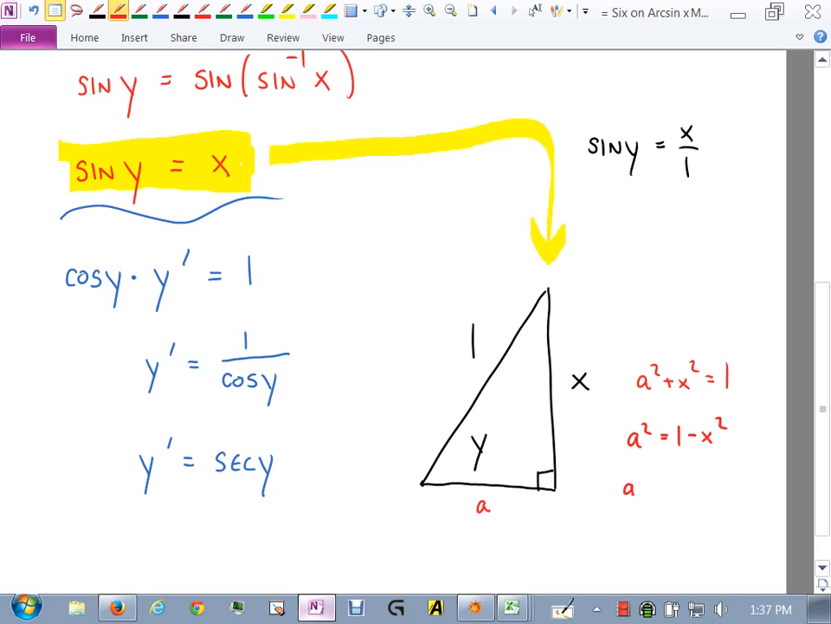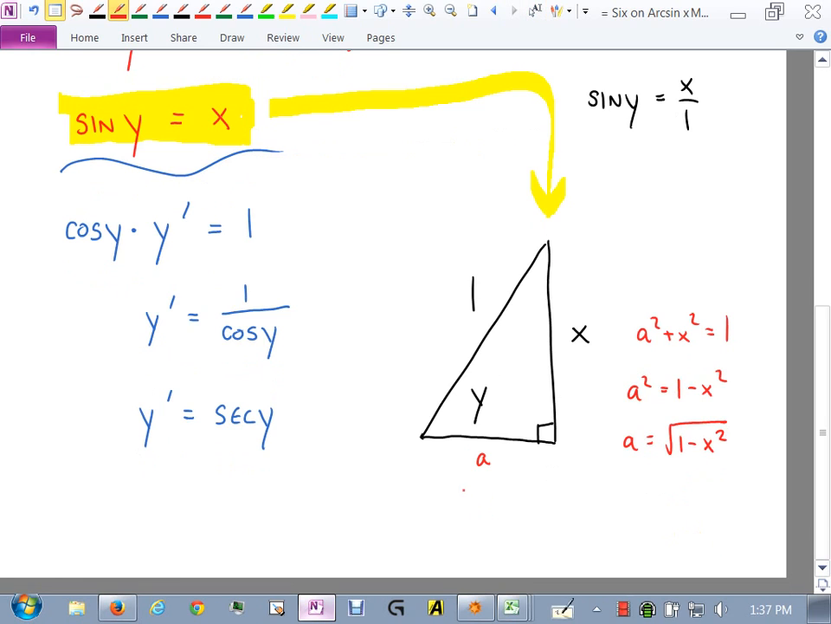And then finally, a is what? Square root on both sides. Now, I should technically do a plus or minus here, but a is the length of a side of a triangle, so it's going to be positive. So my answer is square root of 1 minus x squared. So that's what a is, this side.